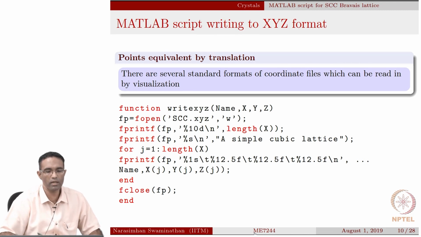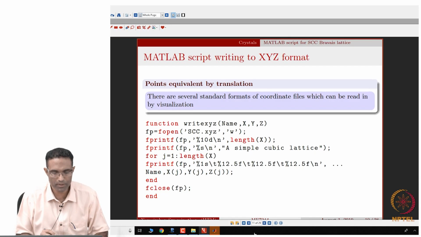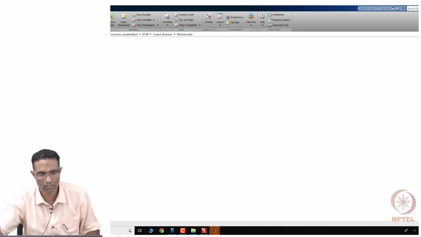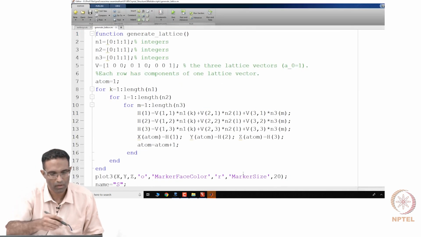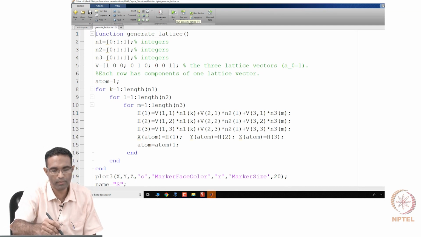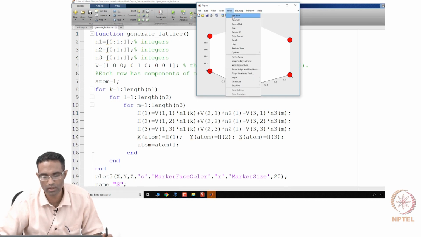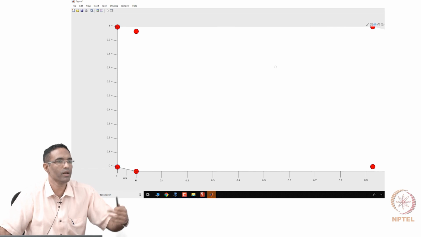So, this is the corresponding code for writing the XYZ file. I would like to show you the MATLAB script and what happens when it runs. This is the generate lattice, exactly the same file that we talked about. If you run it, you get a simple cubic lattice, and you can rotate it and see it is precisely that. We are going to use this for our learning purposes.